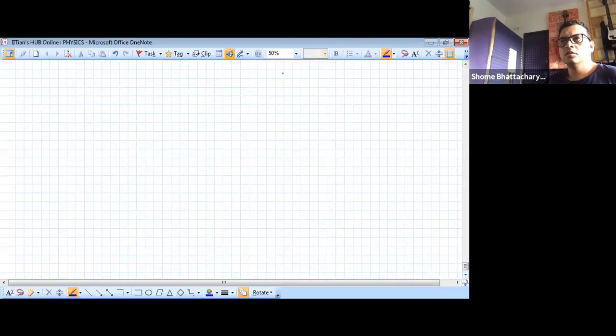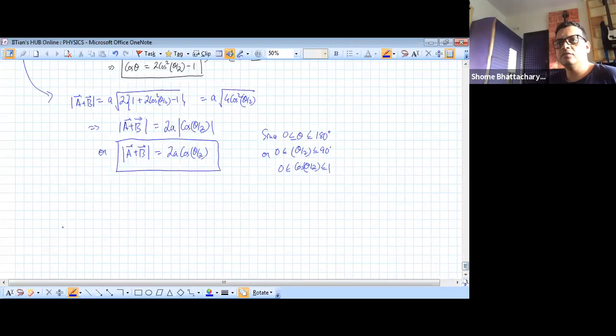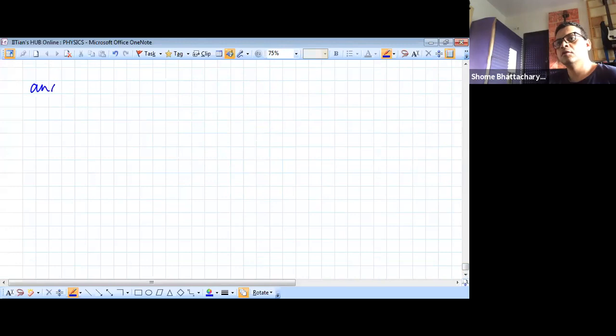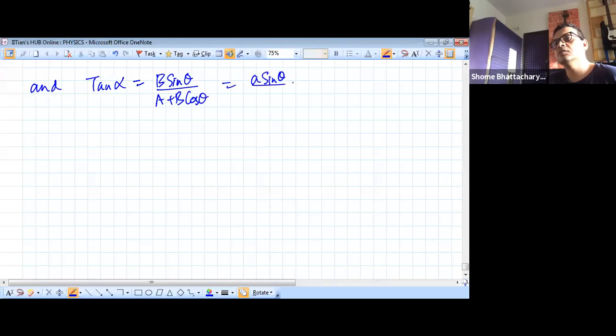Okay, next up, let us look at that formula of tan alpha. We also have that one to contend with. And tan alpha, which was B sin theta upon A plus B cos theta, this becomes this, because mod A is equal to mod B. Okay, so further it becomes sin theta upon 1 plus cos theta.